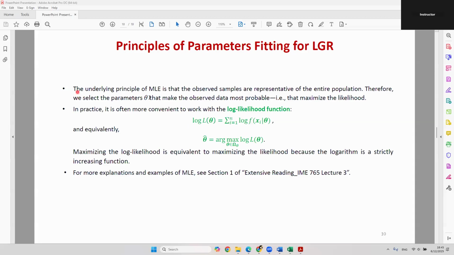The underlying principle of MLE is that the observed samples are representative of the entire population. And therefore, we select the parameters that make the observed data most probable, which means these parameters maximize the likelihood. Because we believe they're representative, and the truth is that we have observed that data, we want to say they are very representative, which means maximizing the likelihood. So this is the principle of MLE.